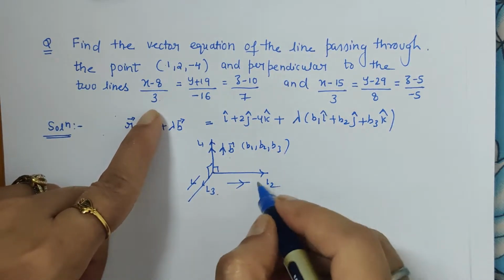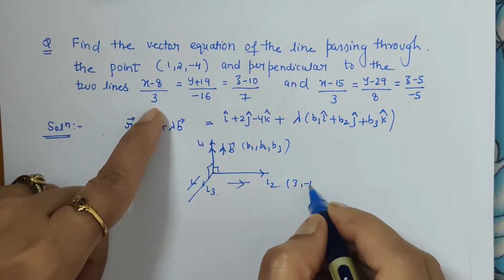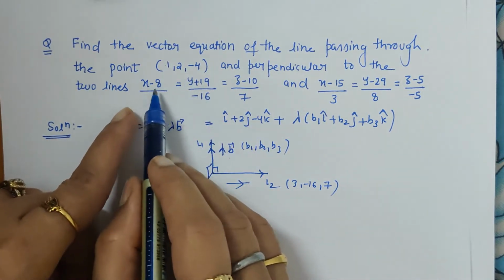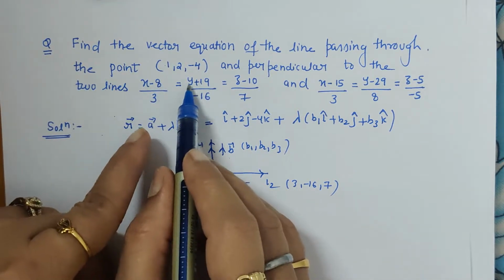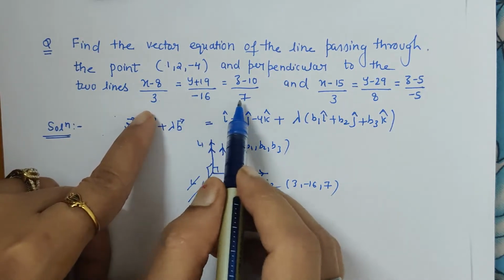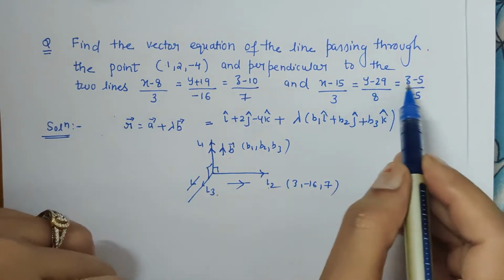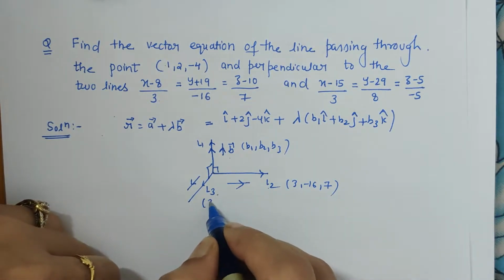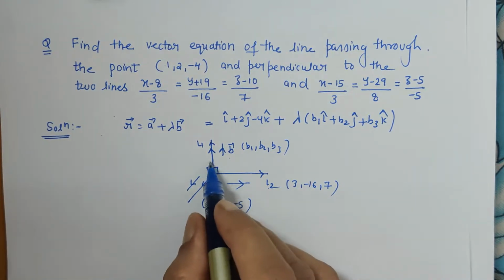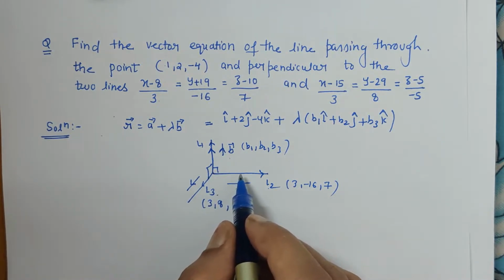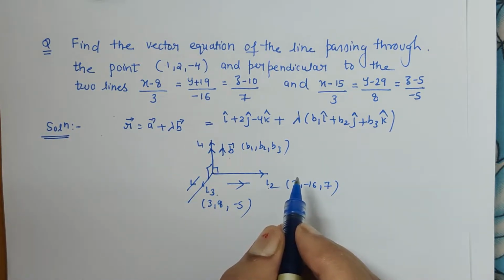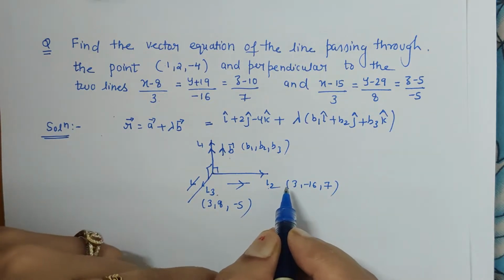For the second line, the direction ratio is 3, -16, 7, provided the equation is in standard form: x minus something, y minus (-19), z minus something, and a, b, c is the direction ratio of the second line. Similarly, the third line is also in standard form, so its direction ratio is 3, 8, -5. Now we already know that when two lines are perpendicular to each other, the sum of the products of their corresponding direction ratios is 0.